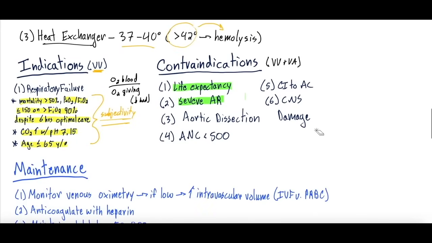In addition to that, aortic dissection is a contraindication. The reason being, as we've just alluded to, if the aorta has a dissection in it and you put a cannula going towards the aorta and shooting blood up there, it's going to cause a worsening dissection.